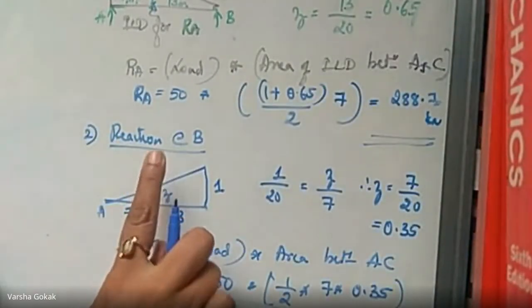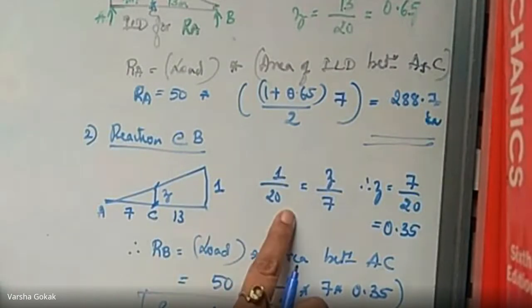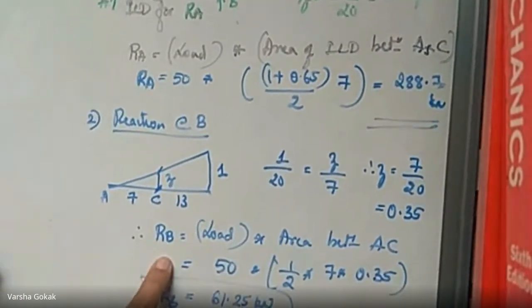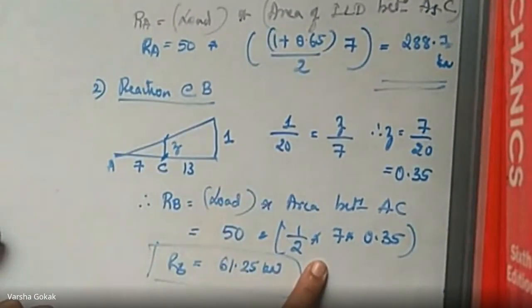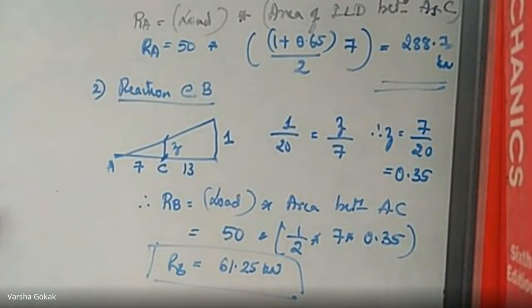Now when we are finding the reaction at B, we have to again first find the ordinate, and RB would be the load into the area between AC only. So that is half base into height, that is triangular, and you get the value of RB. So this is the first step to find the reaction at A and reaction at B when we have the UDL coming into the picture. You can even cross-check these values with your summation Fx and summation Fy. You should be getting the same values, and it will be the same, right?